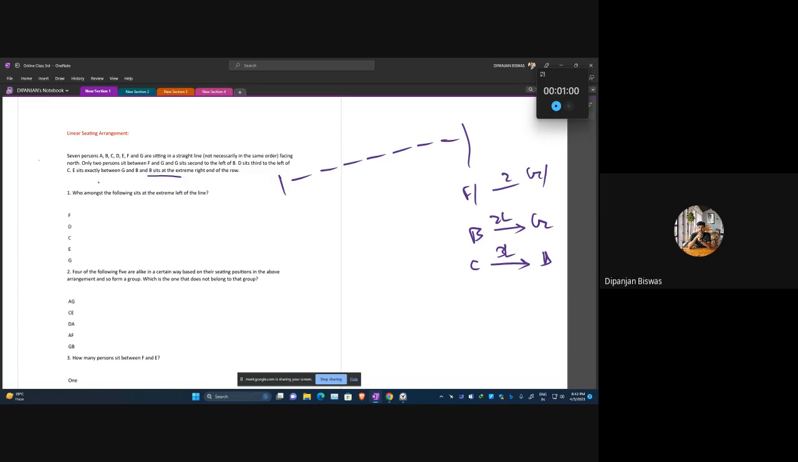Here we have one obvious statement. Again, I was talking about the extreme end of the row. You must be given one option about the extreme end of the row. Otherwise, you cannot solve this kind of question. I mean, you can, but you will have too many possibilities. So we will start moving from here only. B sits at the extreme right end of the row. So the right end is here. We should plot B here. Again, E sits exactly between G and B.